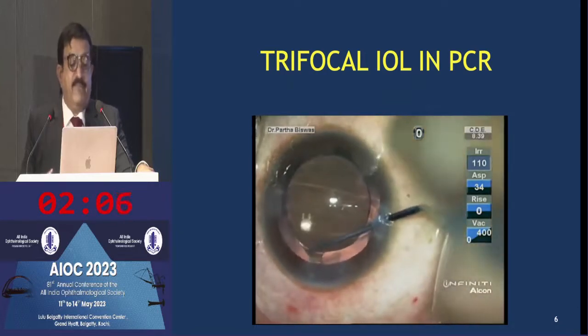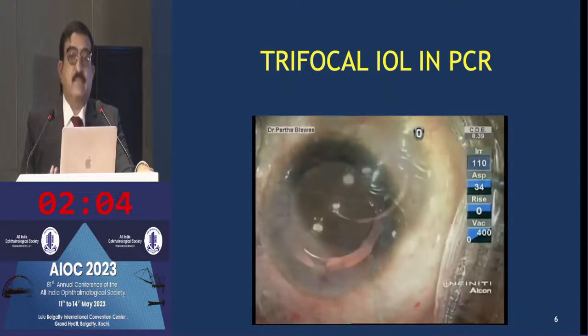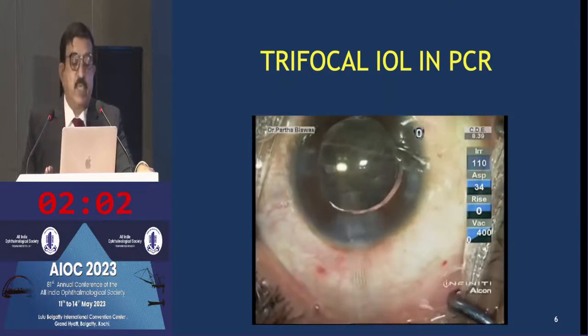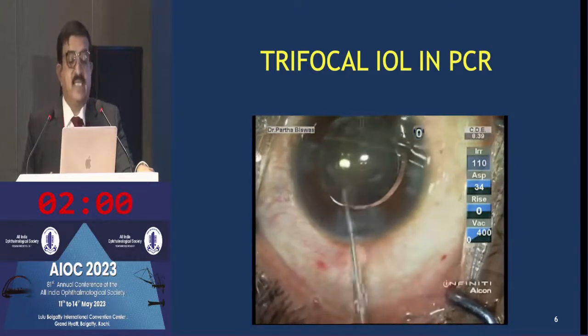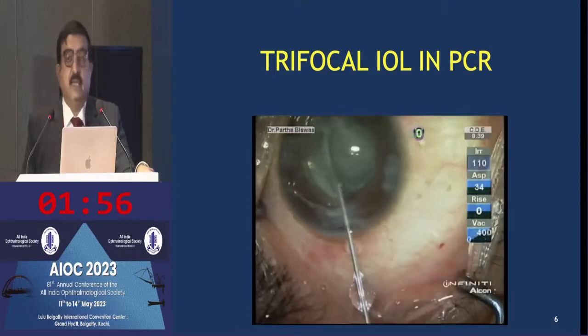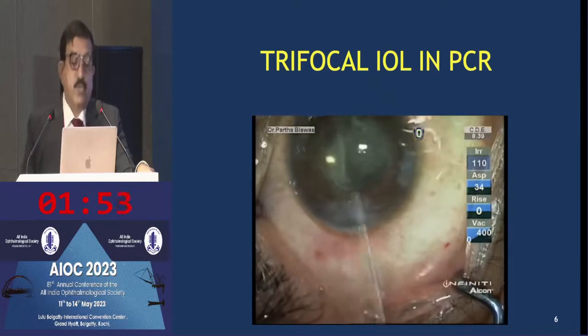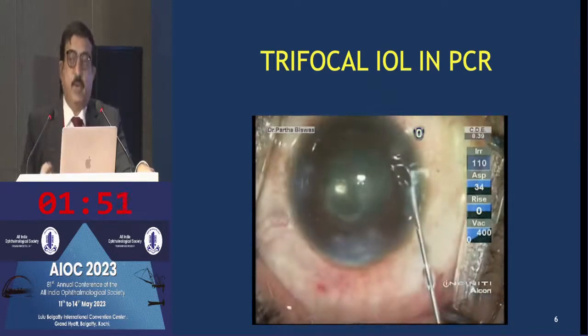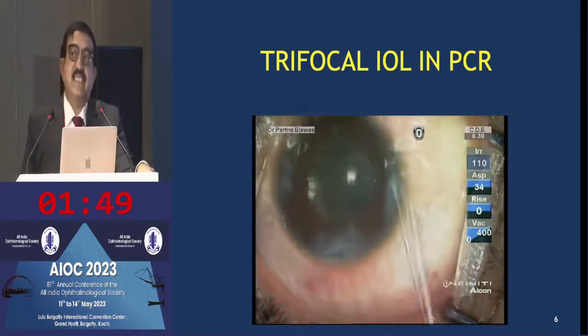However, if you cannot put it in the bag, it's best to abandon the trifocal and then place a three-piece lens in the sulcus, with the amount of counseling that you have to do for the patient. But it's important to remember that these lenses are for long term.